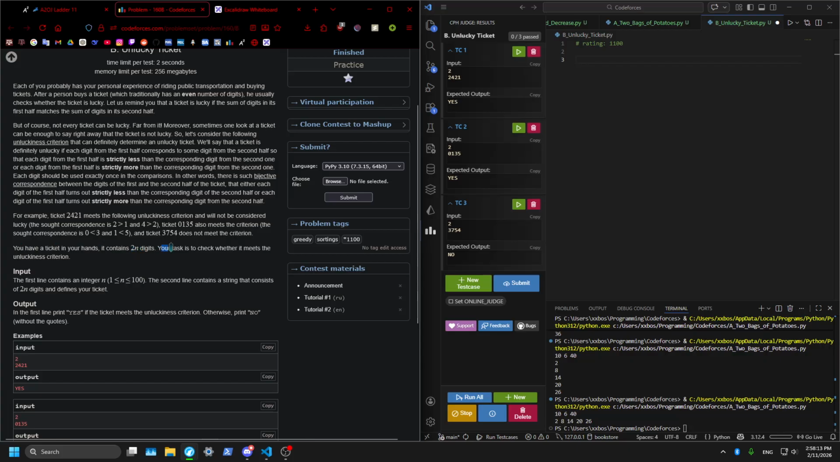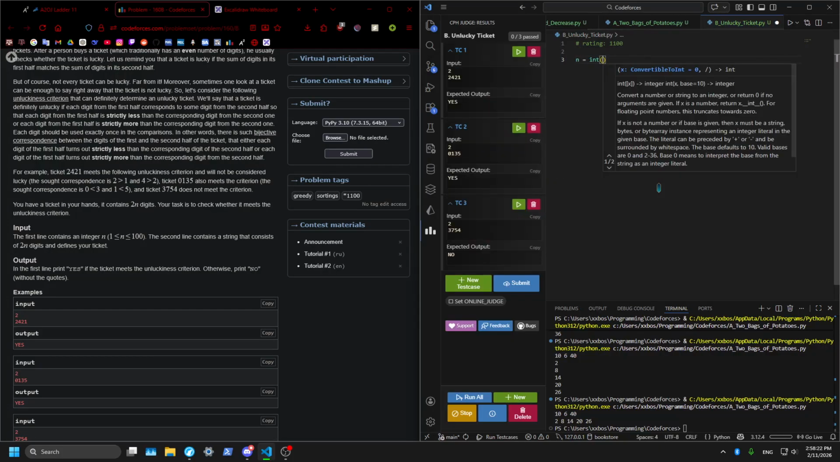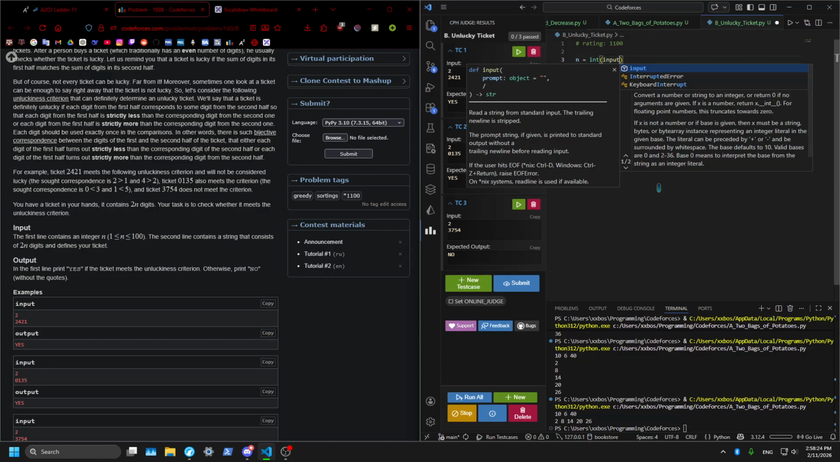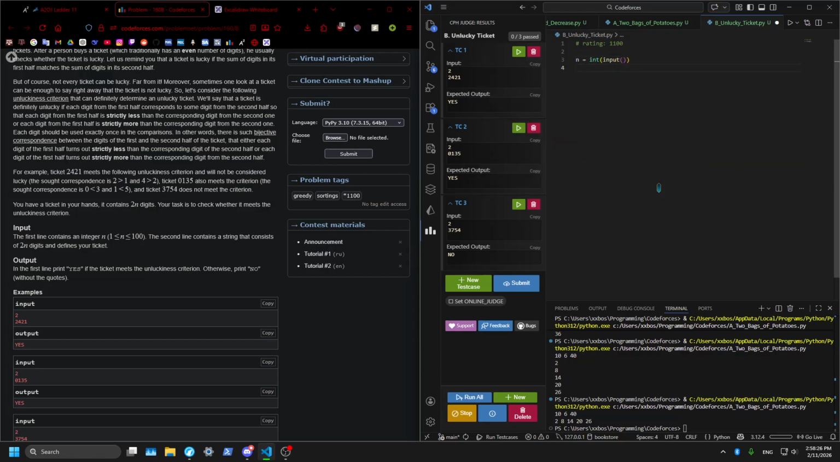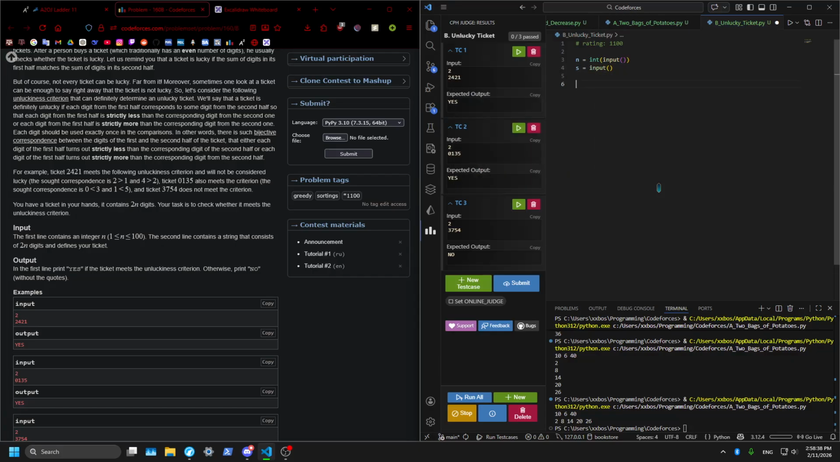Two contains 2 in digits. Okay. Integer in... then s equals input. Take it in as a string.